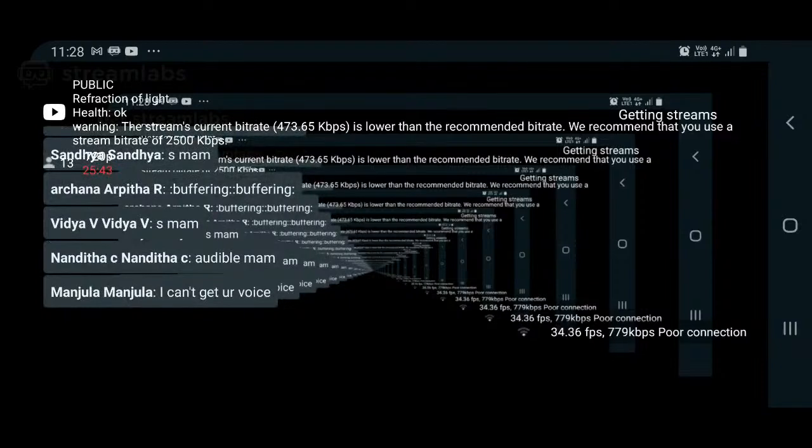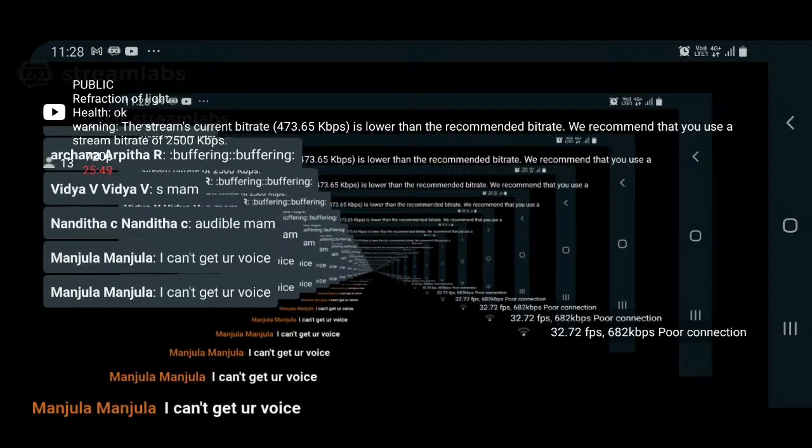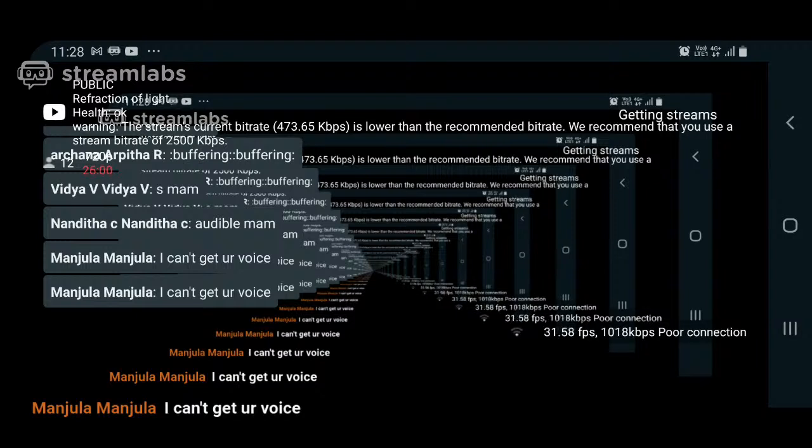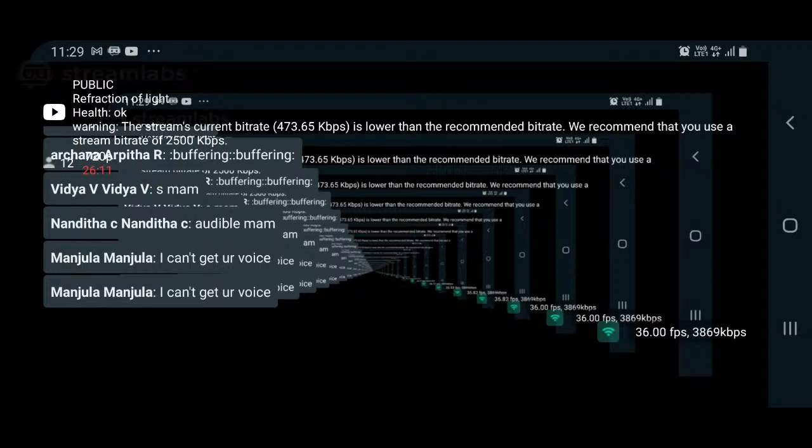Okay, then I'll go with another law, the law of refraction: the incident ray, the refracted ray and the normal to the interface of two transparent mediums all lie in the same plane. The other law is sine I by sine R is equal to constant, that is, the ratio of the sine of the angle of incidence to the sine of the angle of refraction is constant. These are the two laws of refraction.